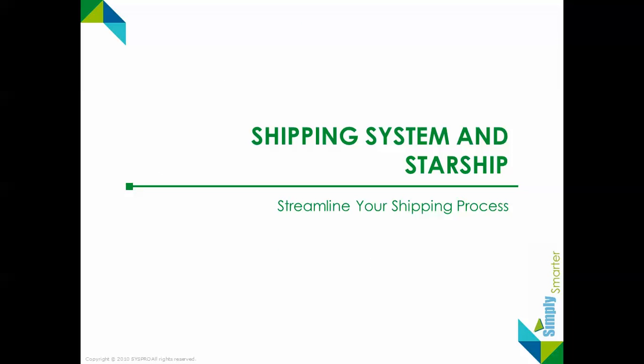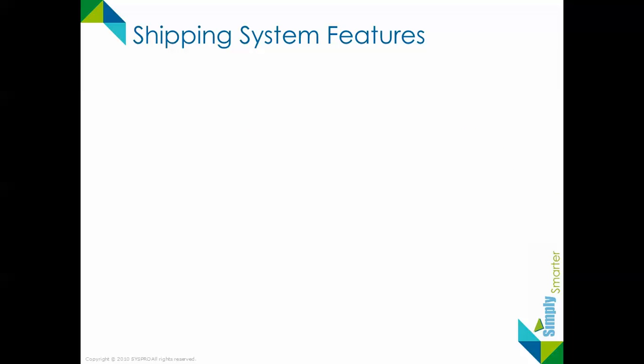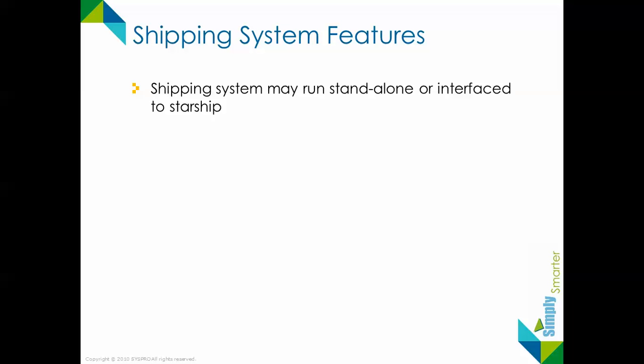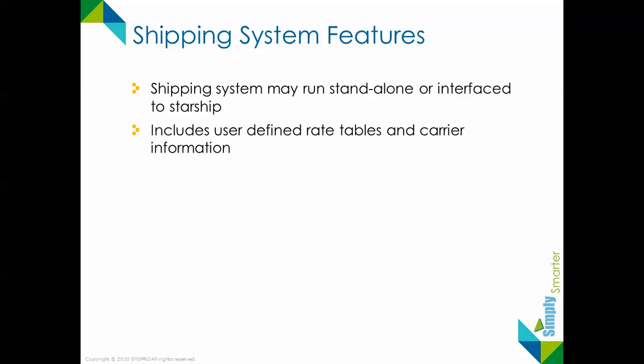So first I want to take a look at our shipping system, both with and without using Starship. So the shipping system, when it runs standalone, it'll have its own features and can be run in more of a manual process where we're importing rates that we have for our various carriers and making adjustments there. Or it can interface to Starship for real-time shipping considerations. It also includes user-defined rate tables, carrier information. Whatever carriers we're shipping with, the shipping system, you can input those in and bring in those rates so we can ship how we need.